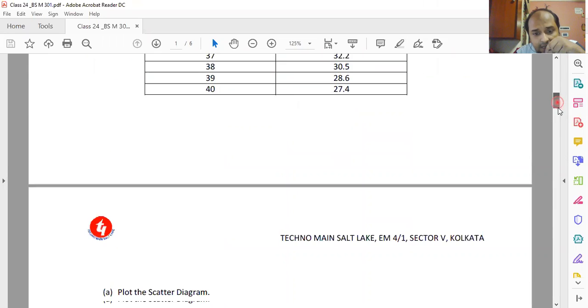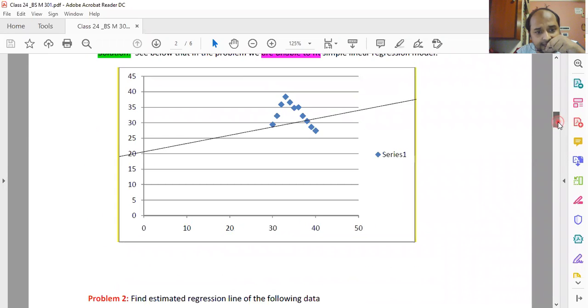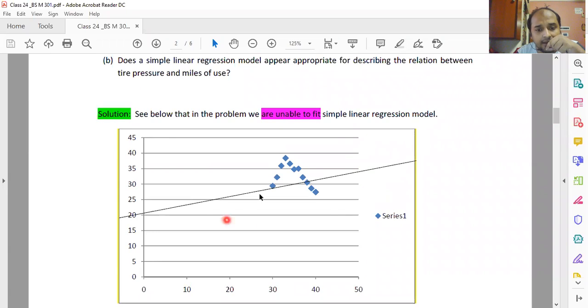So the first step is to plot the scatter diagram between the two. I have plotted the scatter diagram, and I have shown you in my previous class how to use Excel to draw it. In the examination, we will not have access to Excel. You have to do it manually, but Excel is a very good software which is often used in statistics.